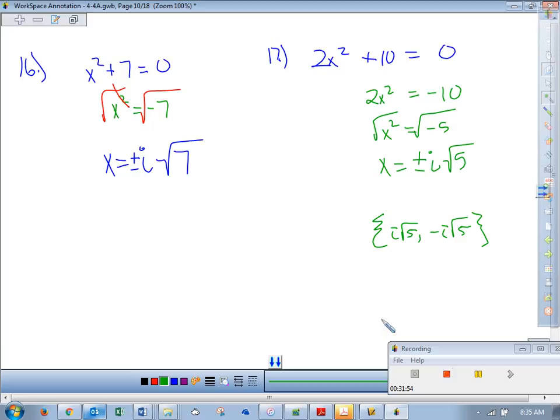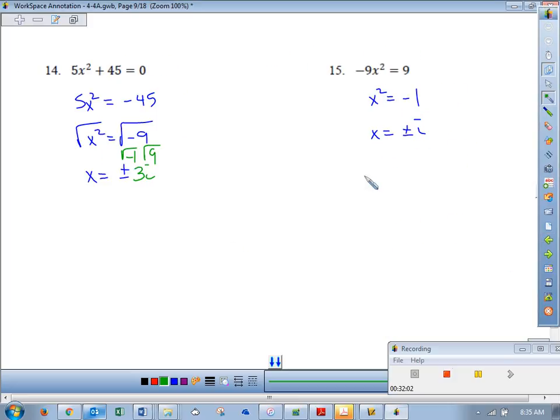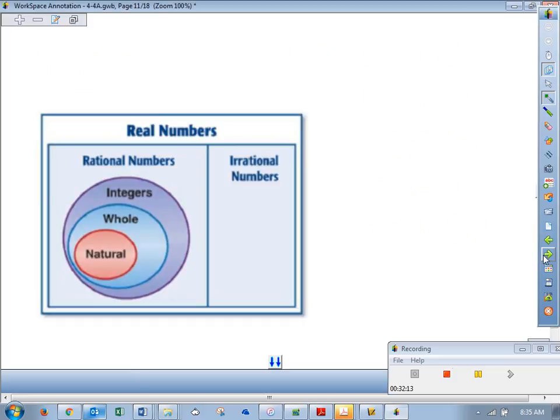Number 15, let me go back. So the solution set would be i or negative i. Cool? Good question. Right? So, you all down with that? Cool. One last concept. Again, here's what I've been talking about all day.